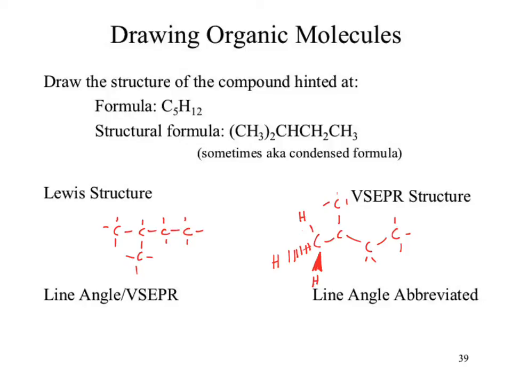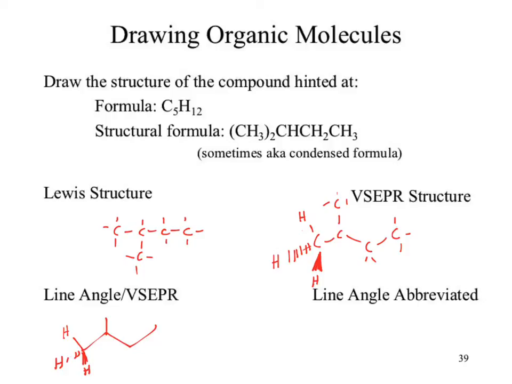So we can add something about three-dimensional characteristics by using wedges and dashes and now showing some bond angles roughly approximated from our Lewis structure. We can shift to line angle and VSEPR, which is very similar to our VSEPR, except where we end up drawing it is starting to make some abbreviations. What's the first abbreviation I'm making? I've stopped drawing the carbons. The carbons are still there, but the carbons become implied.